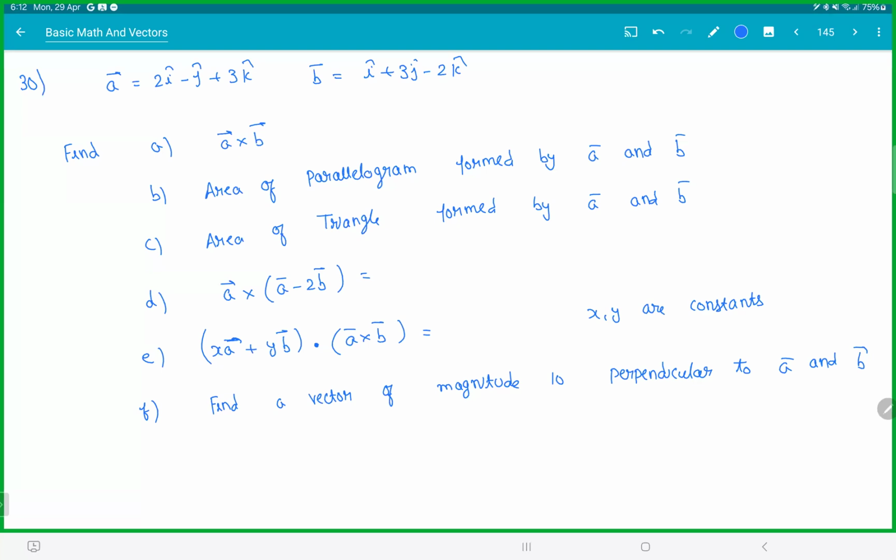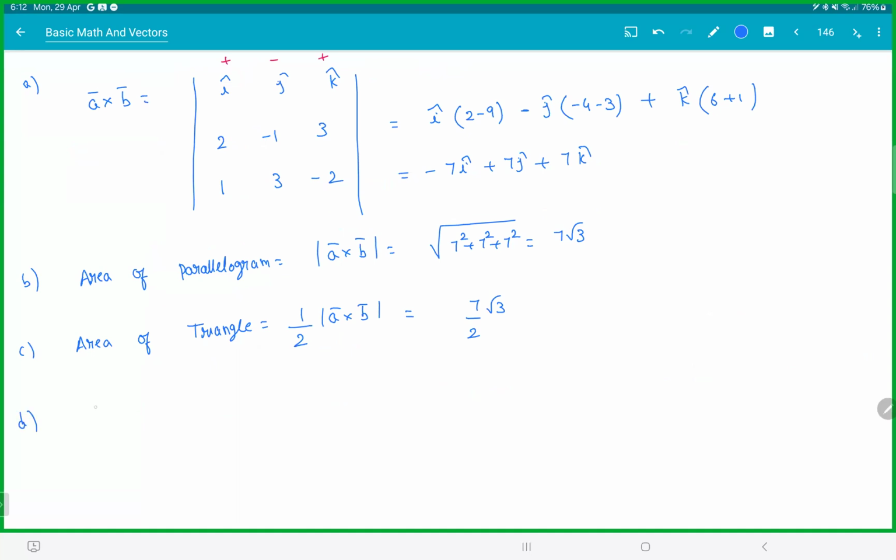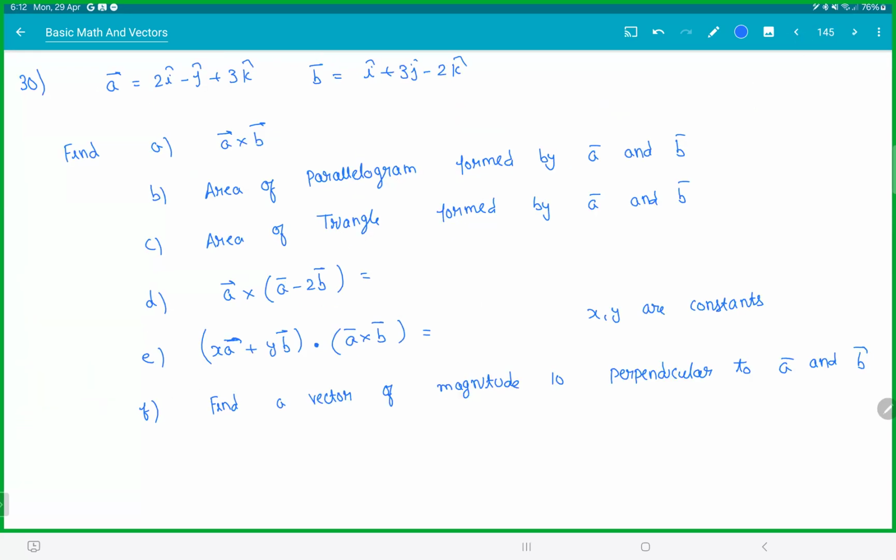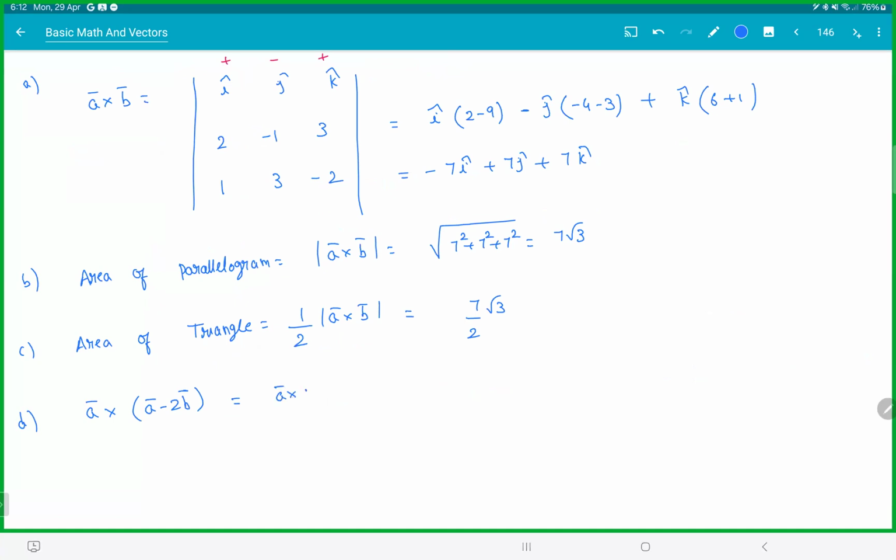Let's see. Now the fourth one looks actually a trap. There's no need to solve the whole thing. I was asking you A cross A minus 2B. So what I can do, I can expand this. This will become A cross A minus 2 times A cross B. But what is A cross A? It is 0, because these are parallel vectors. Theta is 0, therefore A cross A is 0.